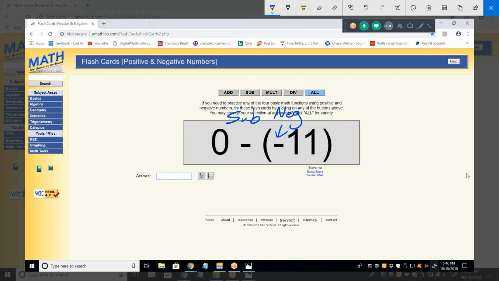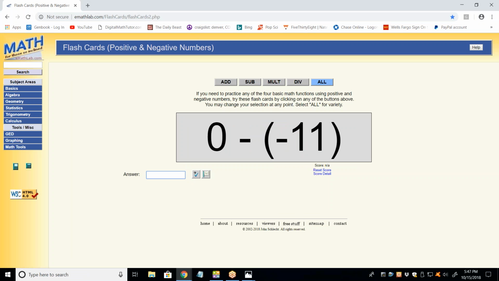Now, how do I handle a subtraction problem? You do the opposite. Well, you turn it into an addition problem. Yeah. Okay? So all I have to do is take that subtraction sign and make it an addition sign. That's step one. Now, once you've done that, you have to change the sign of what was being subtracted. I was subtracting a negative 11. So now I'm going to add a positive 11. And now the answer becomes clear. It's 11.